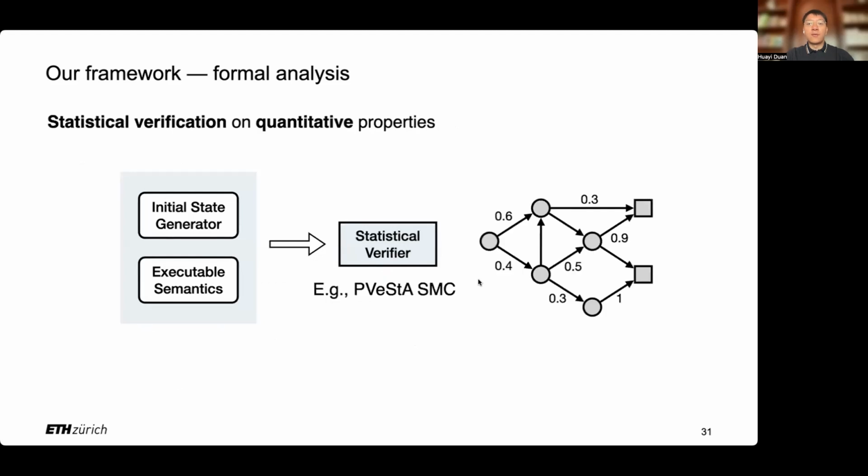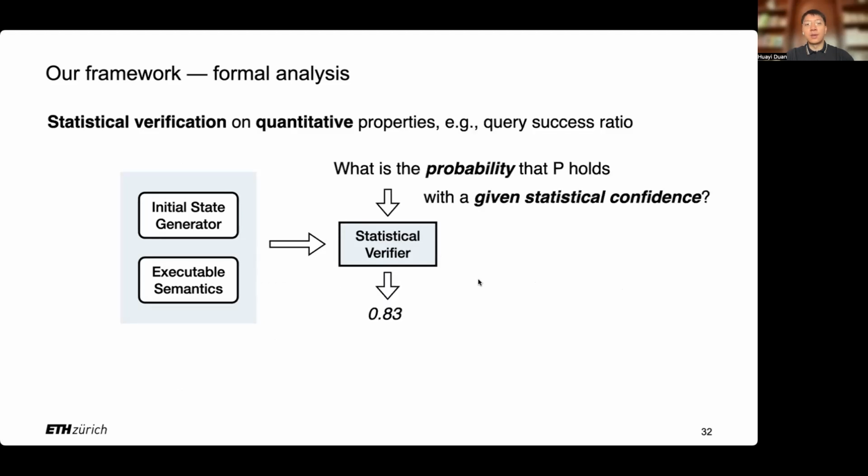Next, with the probabilistic variant of our model, we can do statistical verification, for example, with the PVeStA statistical model checker. The properties of interest here are usually quantitative, so we can answer questions like, with a certain statistical confidence, what is the probability that a property holds?